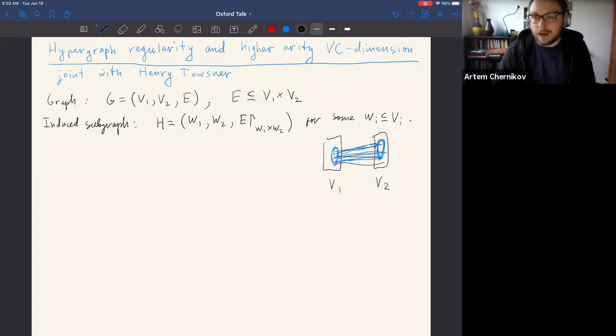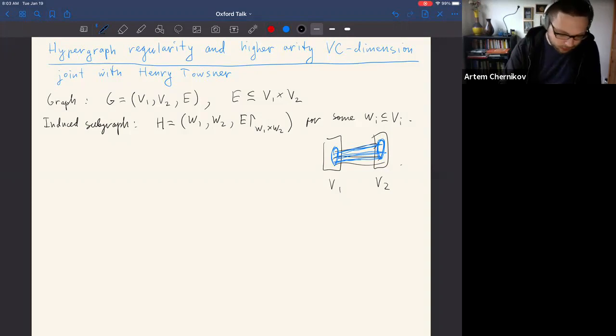The rest of the discussion will be in this partite setting. It doesn't make much difference to talk about usual graphs. I mean, they can be considered by just taking V1 equal to V2 and assuming that the relation is symmetric and without loops. But I'll stick to this partite setting for simplicity of notation.